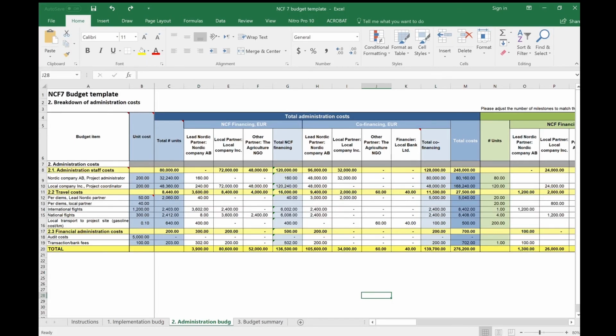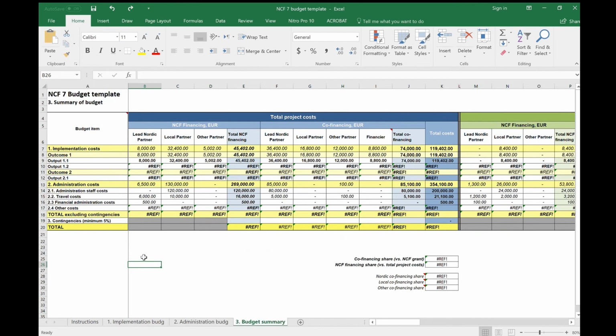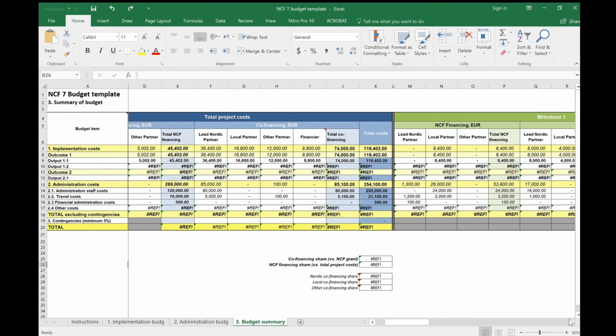Once both the implementation budget and the administration budget have been filled in, you can proceed to the budget summary sheet. The budget summary presents a summary of the implementation and administration costs across the milestones of the project, as well as for the project as a whole.